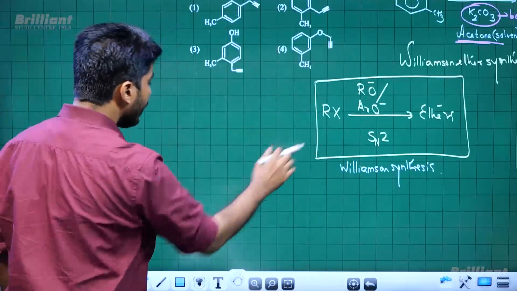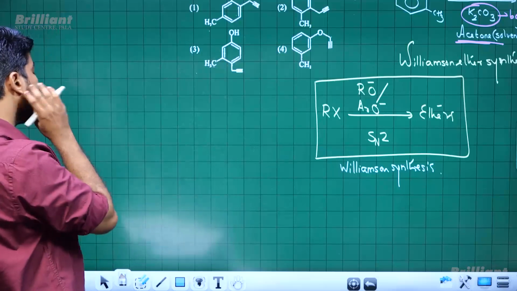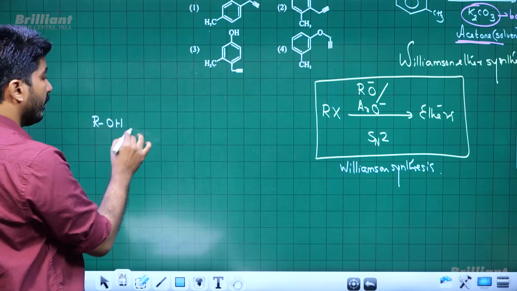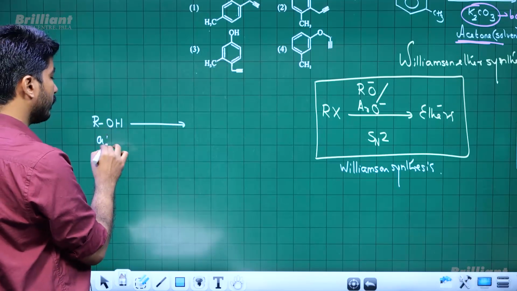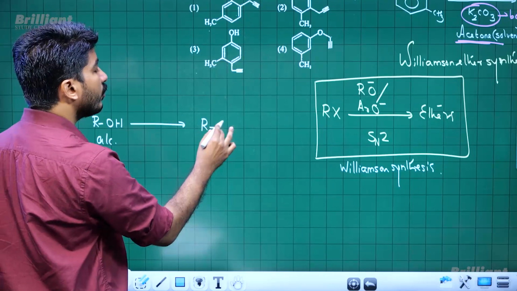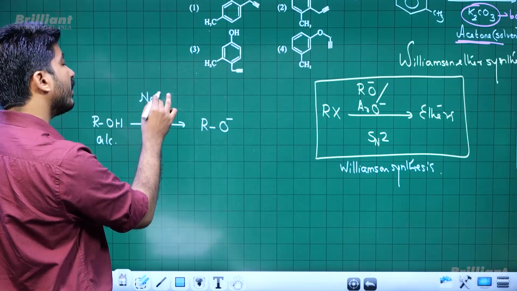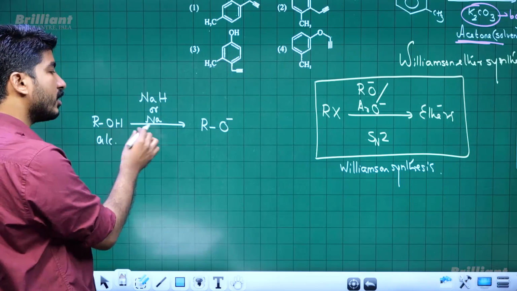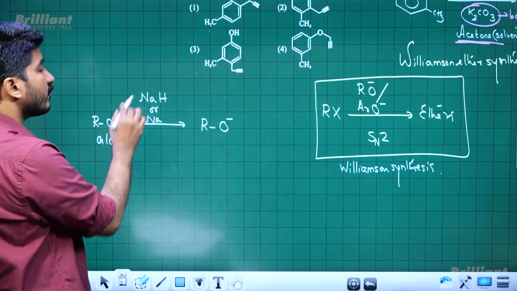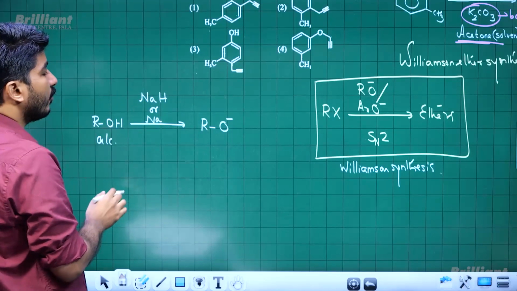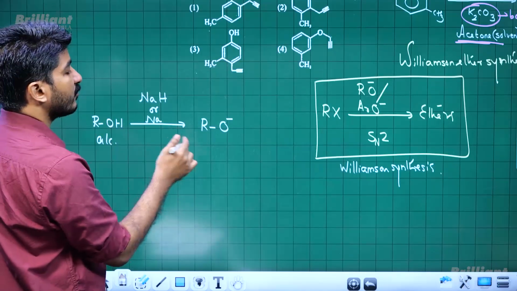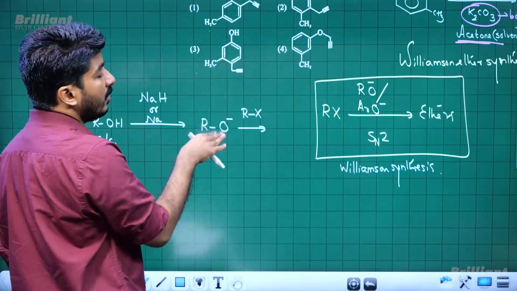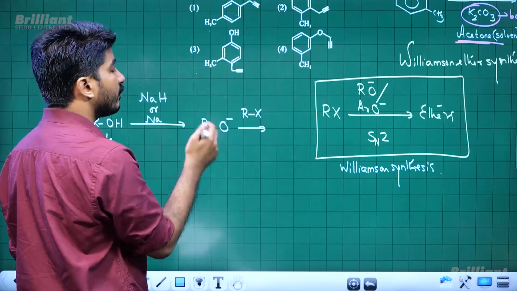Now, let's quickly go back to the Williamson synthesis once again. First of all, we need to take an alcohol. If we take an alcohol, we can produce alkoxides in different ways. Either we can use sodium hydride base, or sodium metal, or potassium metal. Such strong bases react with alcohol to produce alkoxides, which are the bases and the nucleophiles in Williamson synthesis.